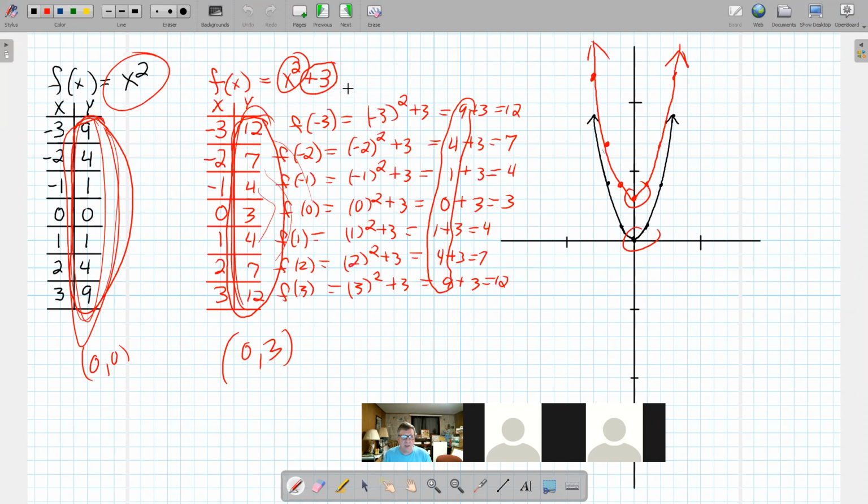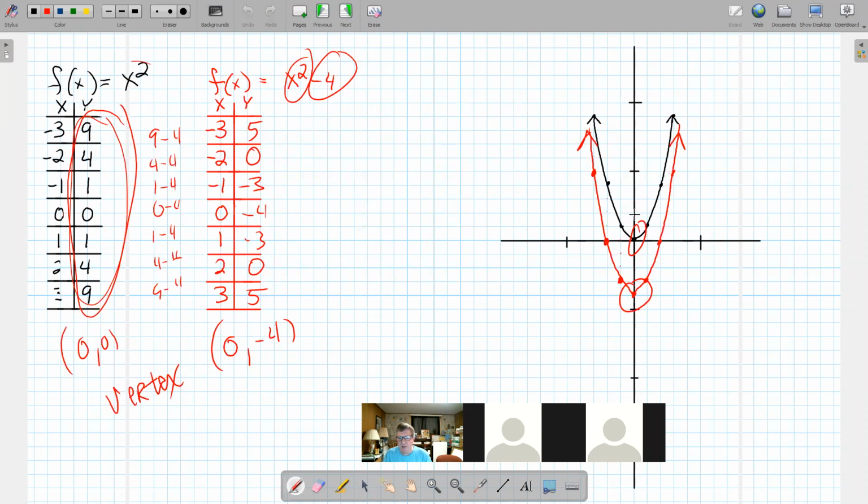For f of x equals x squared plus 3, it moves up 3 units, so the vertex is at (0, 3). For x squared minus 4, everything moves down 4 units, so the vertex is at (0, -4). So by putting a constant outside of the x squared, it moves the whole thing either up or down. Okay?